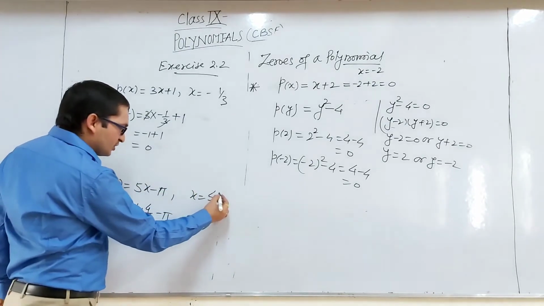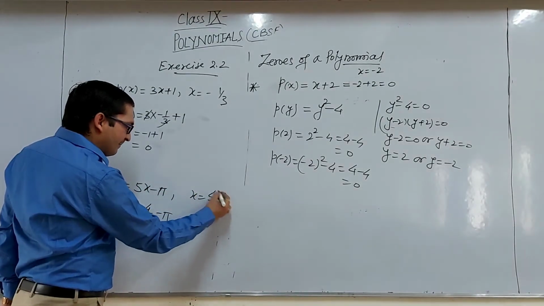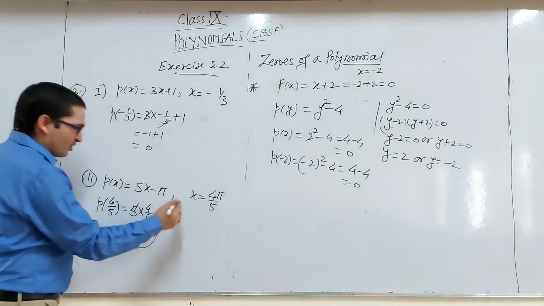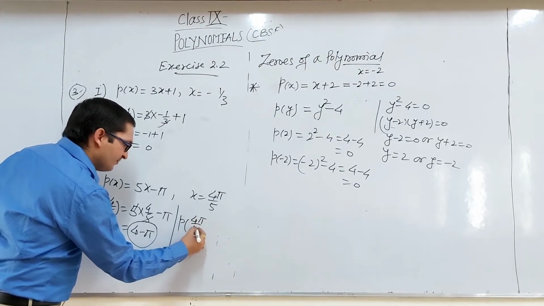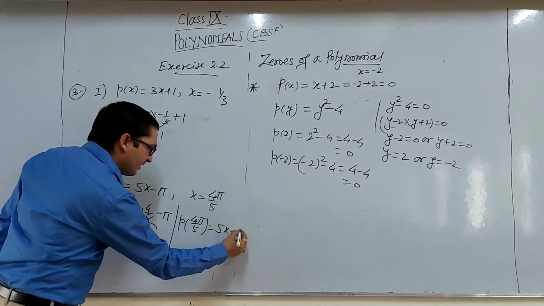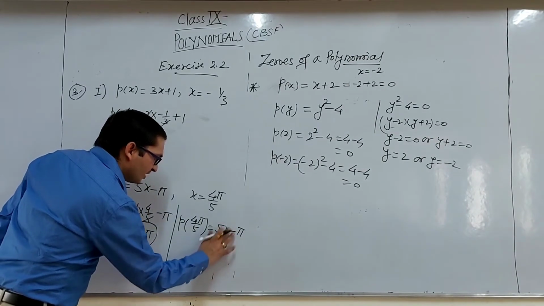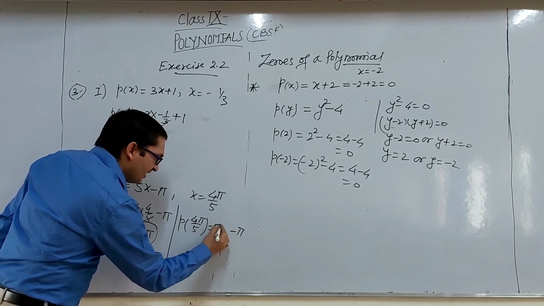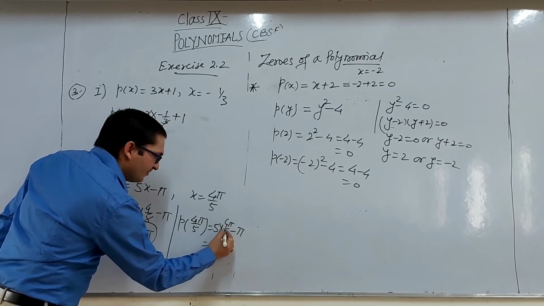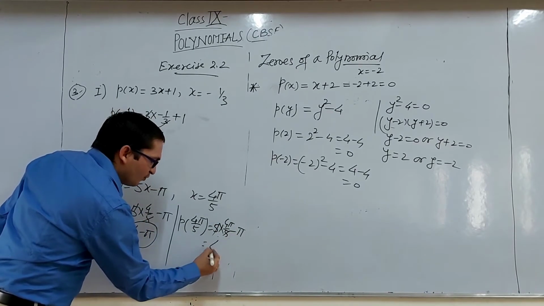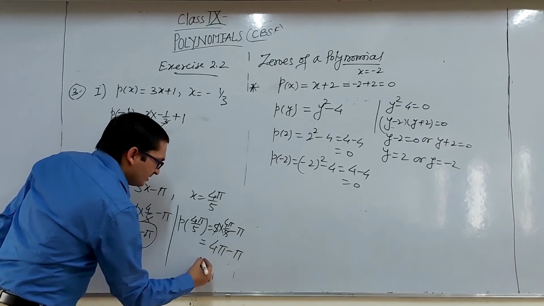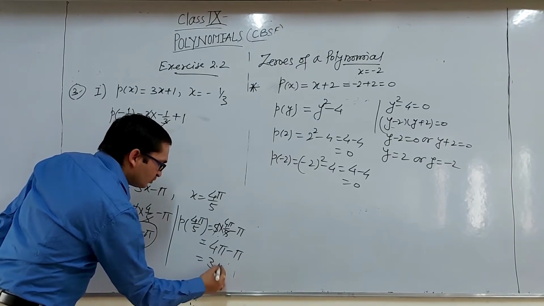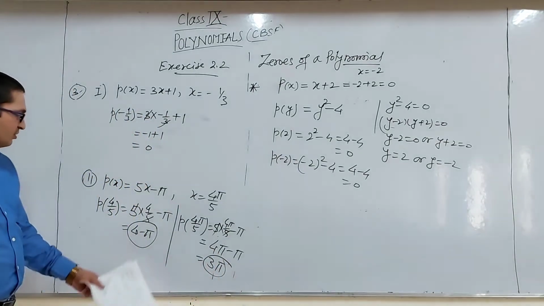It's the same question given like this, 4 pi upon 5. Then let me find p(4 pi upon 5) equal to 5x minus 5, with pi. So you can put over here the value 5 into 4 pi upon 5. 5 gets cancelled. You will get 4 pi. 4 pi minus pi is equal to what? 3 pi. So this is also not a zero of this polynomial.